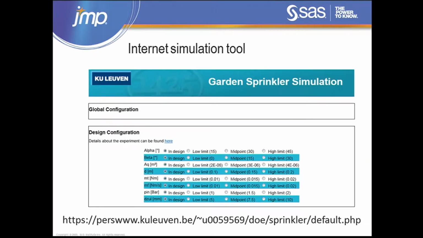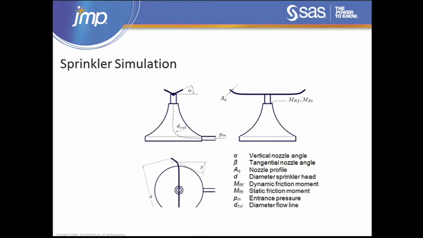Here's the internet simulation tool. It involves 8 factors, which you can either include in the experiment or you can set to particular values. So you can either choose to use all 8 factors in some experiment, or you can make some of them be constant and design on the others. Here's the web address for that, and I think that this presentation will be available afterwards, so you can play with this simulator yourself.